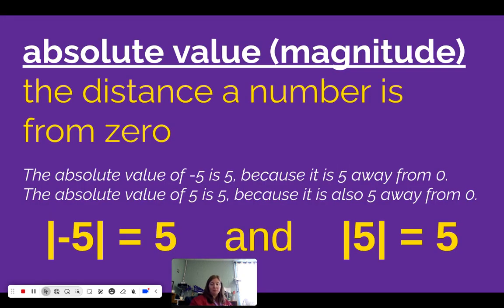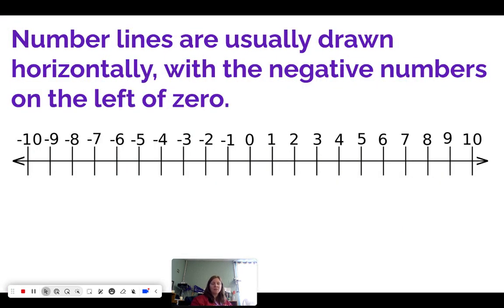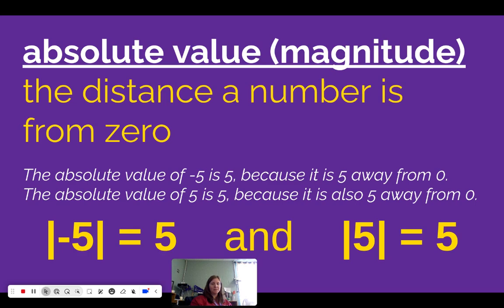All right, now we're going to talk about number lines. Number lines are usually drawn horizontally with negative numbers on the left of 0. So here are your negative numbers. Do you see how they're ordered? And then here are your positive numbers.